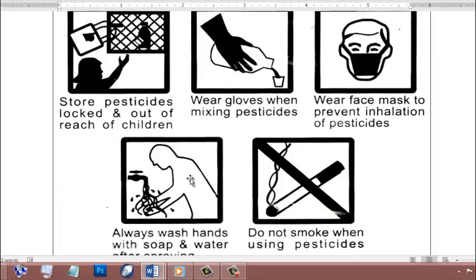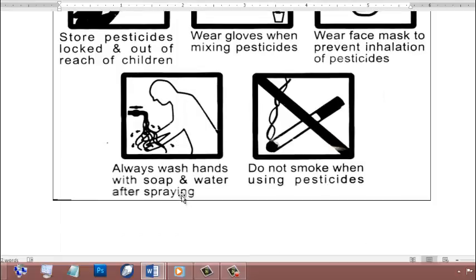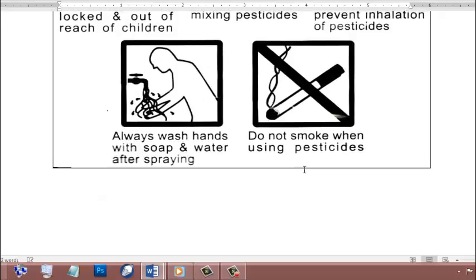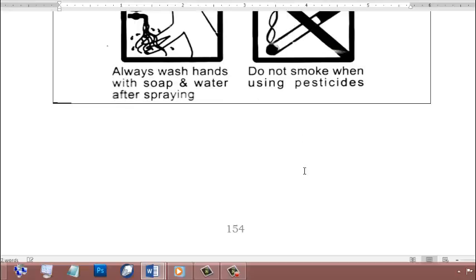Then after using insecticide or spraying in the farm, always wash hands with soap and water after spraying, because after this you may have eating, drinking or smoking activity. So it is important that you wash your hands so that you will be safe from eating and putting something in your mouth. Those who are smoking, do not smoke when using pesticide. That is for your good health, so that you will not inhale the mist or the air contaminated by insecticides.